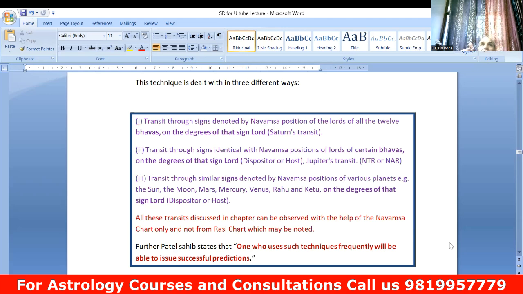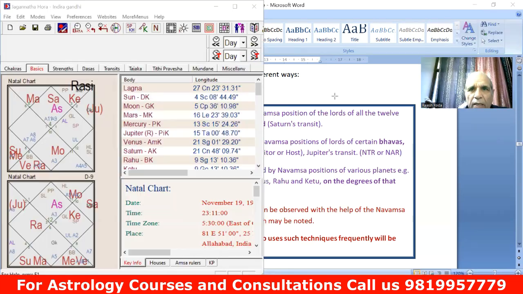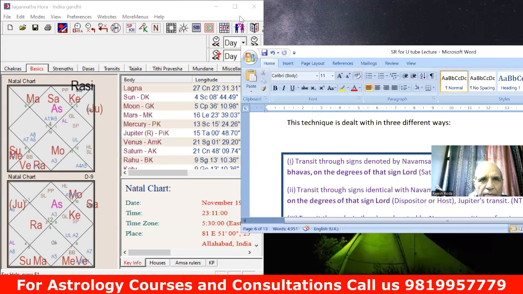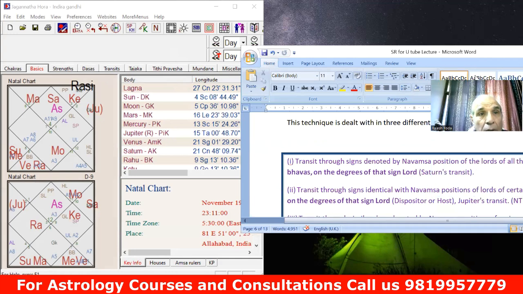First one, he says, Saturn position. I'll show you by example of Patel's chart. Now we come to this. Place it side by side with this. He says, transit through signs denoted by the Navamsha position of lord of all the 12 bhavas. These are the 12 bhavas. Transit position of Saturn from all the 12 bhavas. Suppose it is transiting here. It's transiting here. So these days it is transiting here.